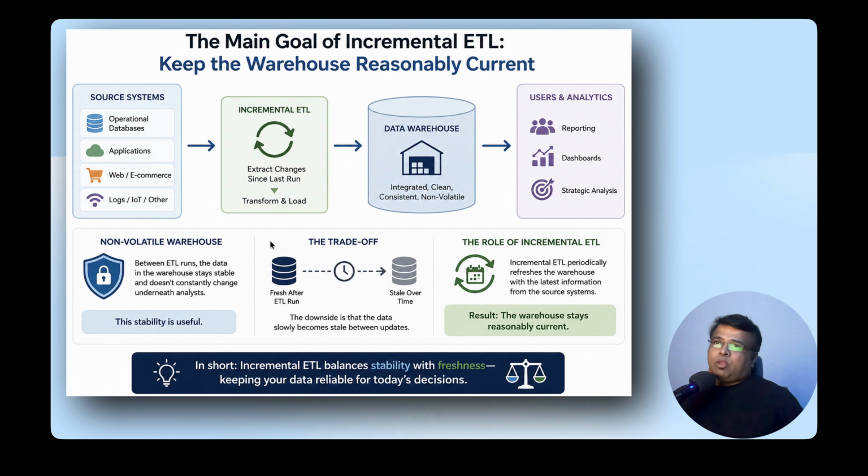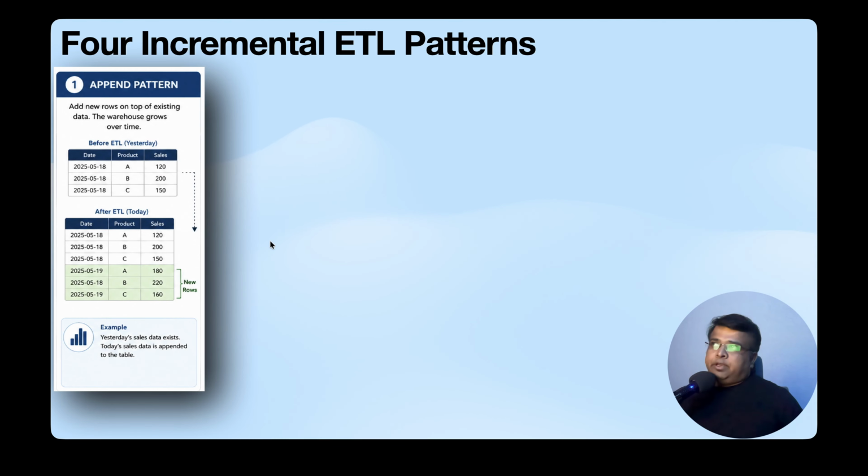Now there are four incremental ETL patterns that you'll commonly hear about. The first one is the append pattern. This is probably the simplest one to understand. Here you already have existing data in the warehouse and you simply add new rows on top of it. For example, if yesterday's sales data already exists, today's sales data just gets appended to the table. You are basically growing the data warehouse over time by continuously adding new records.